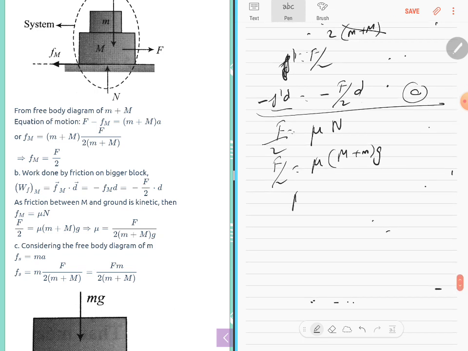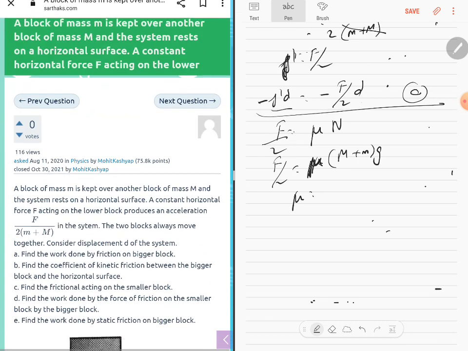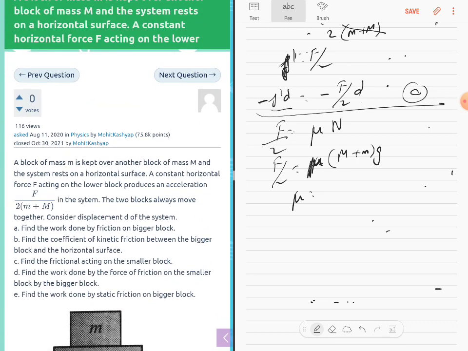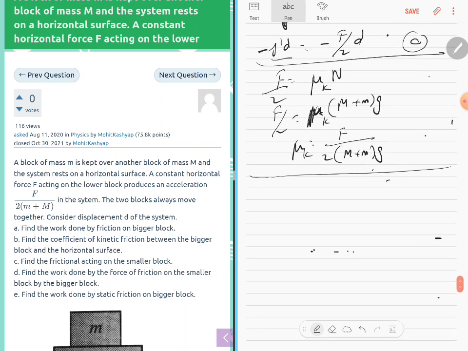So from this you can calculate what is mu, but this mu which comes into existence is the coefficient of kinetic friction. So then I think they're asking you to find the coefficient of kinetic friction only. So then if that is the case, this becomes mu k. So the coefficient of kinetic friction is F by 2 into (M plus m) into g. So that is done.